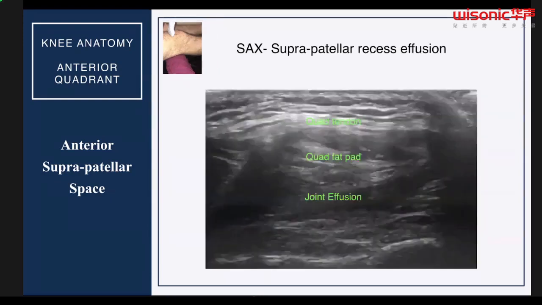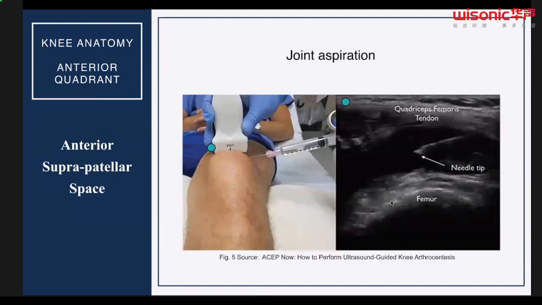And then, if someone does have an effusion, it's going to look something like this. So you have that tendon here, you have the fat pad, and you have the joint effusion here as well. So this is a good way in the suprapatellar. Having this in the short axis, you're really able to see this joint effusion.